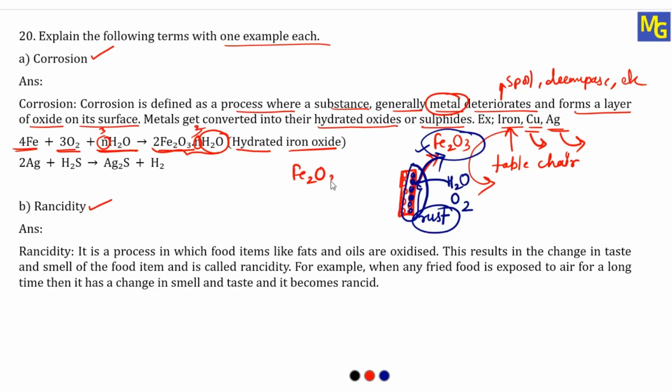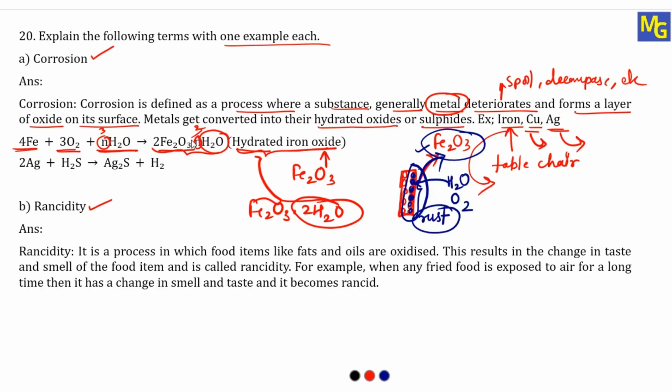Fe2O3 means it is iron oxide. But if it is Fe2O3 dot something 2H2O, then this is called hydrated iron oxide. Hydrated indicates there is a water molecule in this. So this was the example for corrosion.